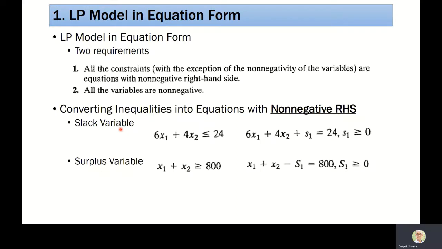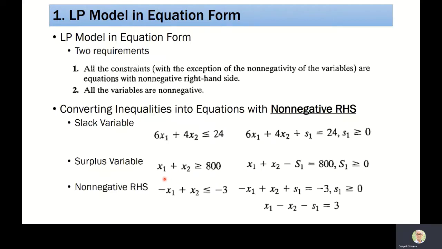So you can see the difference between the slack variable and the surplus variable based on the constraint type. When it is a smaller than type, we add a slack variable. When it is a greater than type, we subtract the variable. And in both equations, the right hand side is non-negative, meaning it can be 0 or greater than 0.